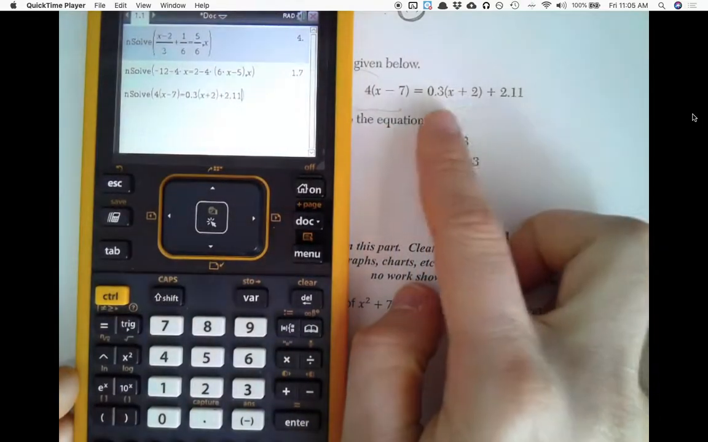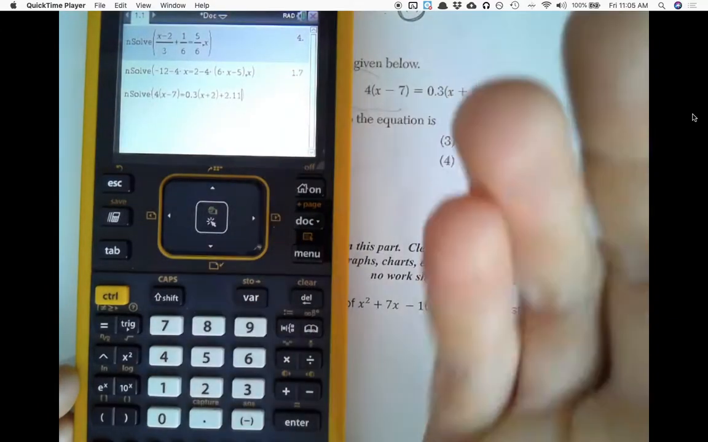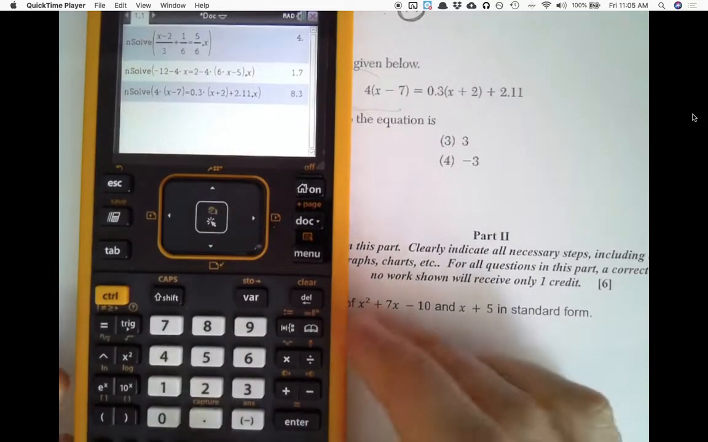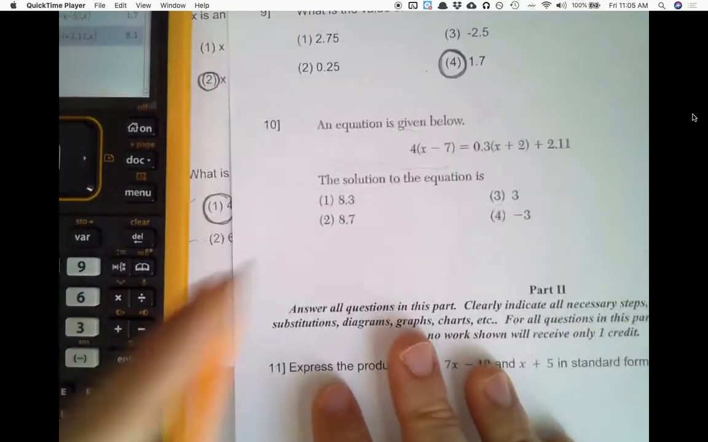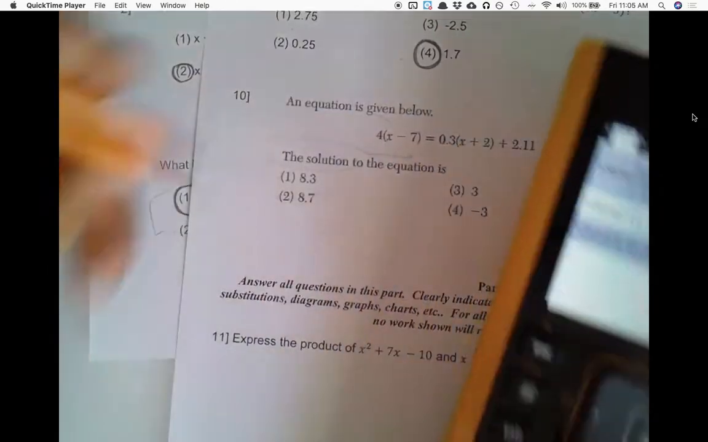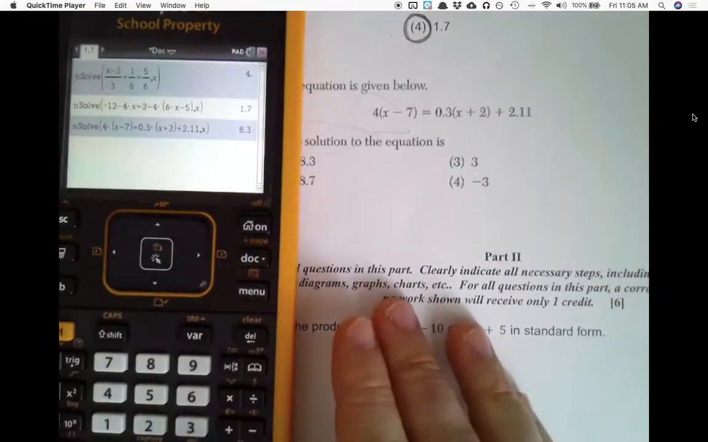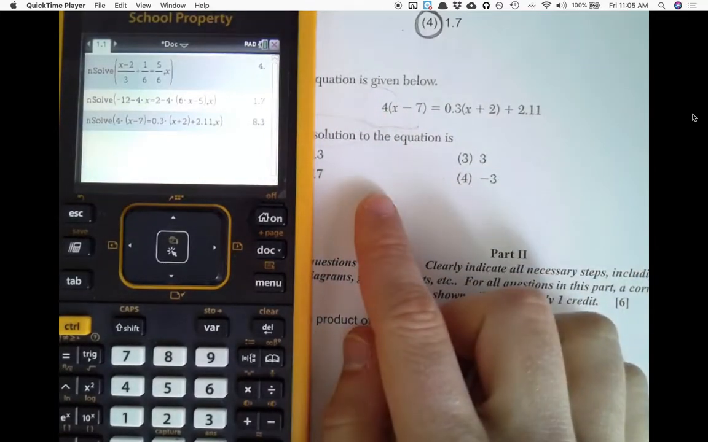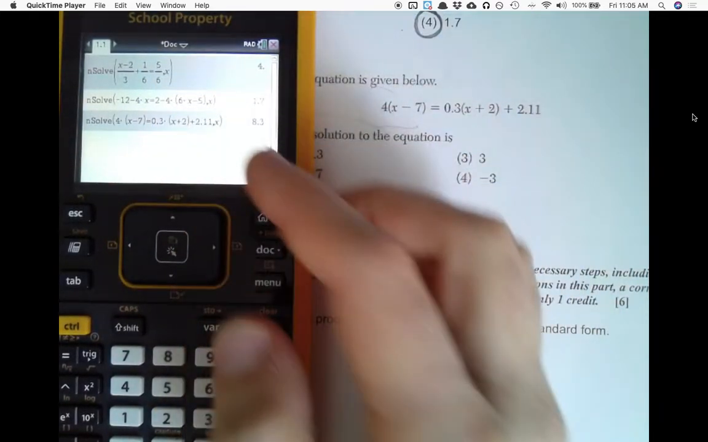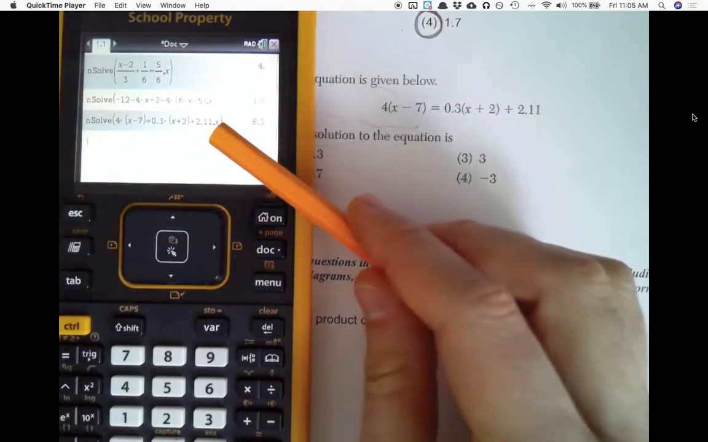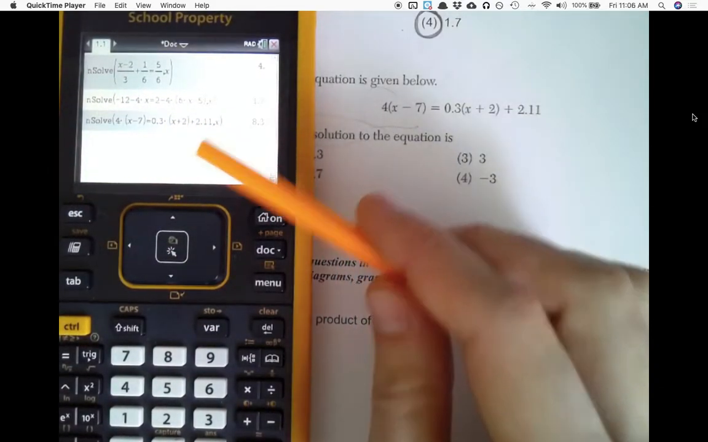0.3, open, x plus 2, close, plus 2.11. This algebra would be pretty messy if I tried to do inverse operations, so it's nice that we can just get it done with the calculator here. Comma x, I get 8.3. Looks like it's 8.3 right over there. These are free questions on the multiple choice: if they're looking for a value of a variable, just use the nSolve. You are allowed to use this on the regions. You're allowed to use this on my tests, so get used to using it, right?